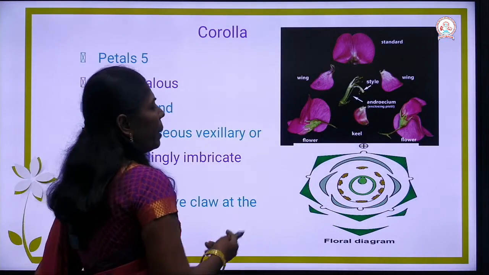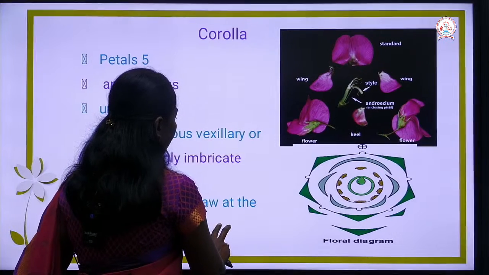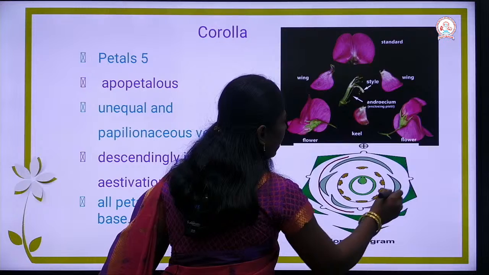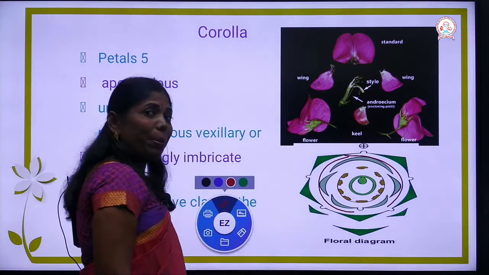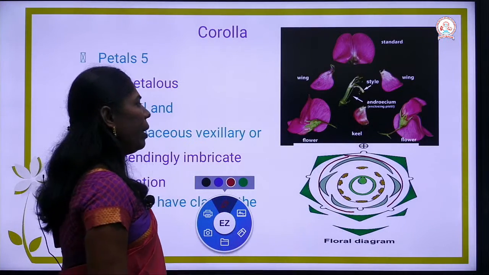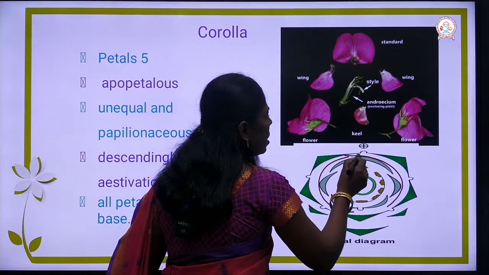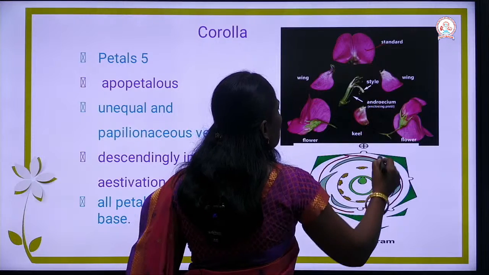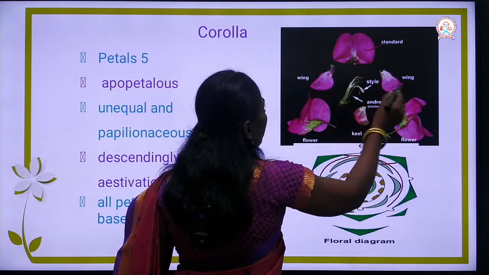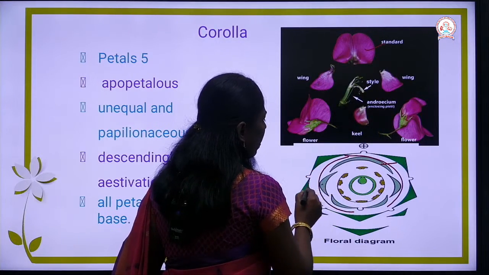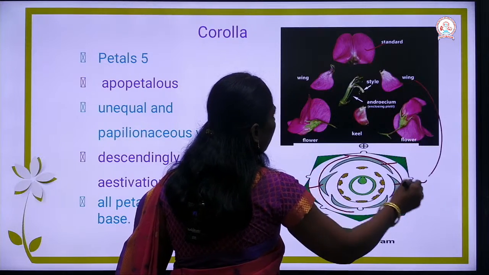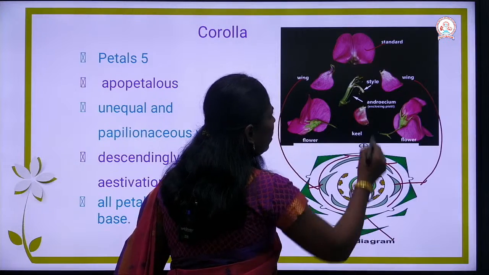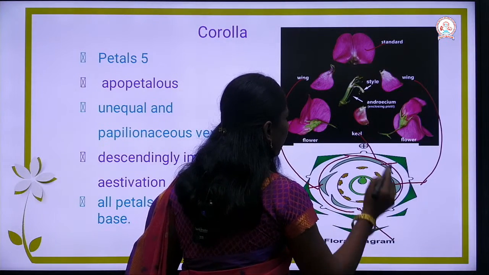Okay, so where are the petals? Actually this is the petal. This is the second whorl of the flower, the petals. So that is imbricate estivation, descendingly imbricate. This is the posterior petal, the standard petal, and this is a wing. The ones on both sides are the lateral petals. Okay, the last one is the keel petals.